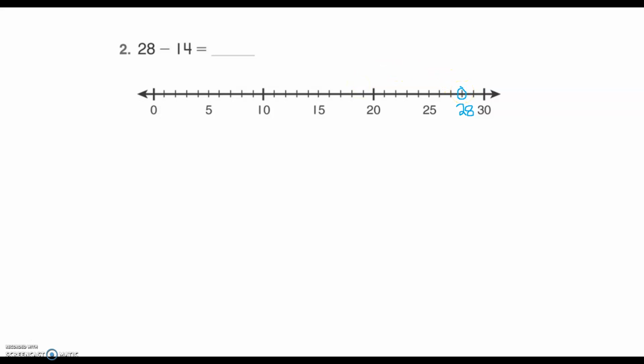So let's count 14. 1, 2, 3, 4, 5, 6, 7, 8, 9, 10, 11, 12, 13, 14. So let's see how many numbers after 10 this is. So 10, 11, 12, 13, 14. So 28 minus 14 is 14. I can also see that it's the number next to 15, right before it. So 14.